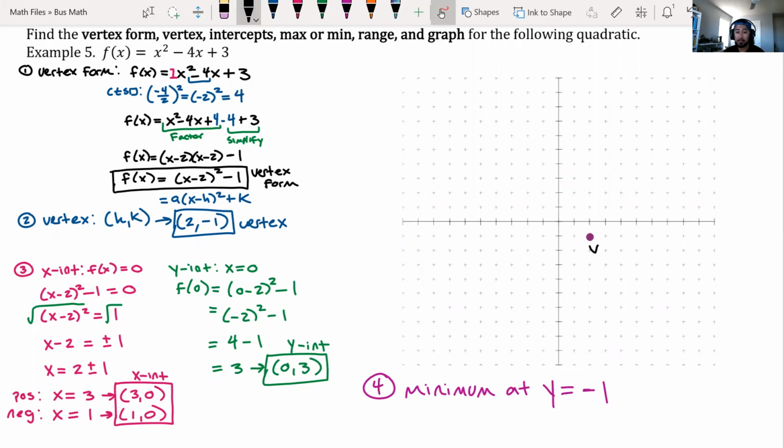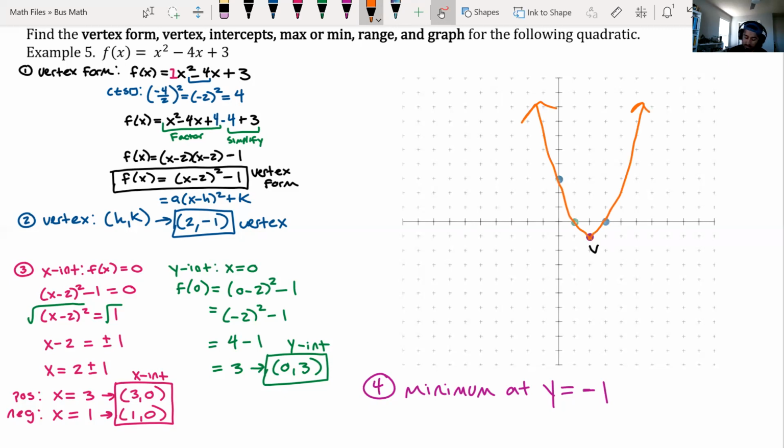And then I'm going to plot my x-intercepts at (3, 0) and (1, 0). And then that's (1, 0), (3, 0), good. And then I'll plot my y-intercept at (0, 3). There we go. And now all I have to do is connect my points. I'm going to go up and to the right, and then up and to the left. And there's my parabola.